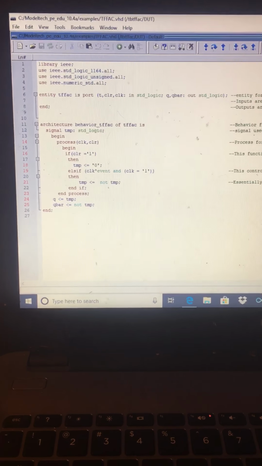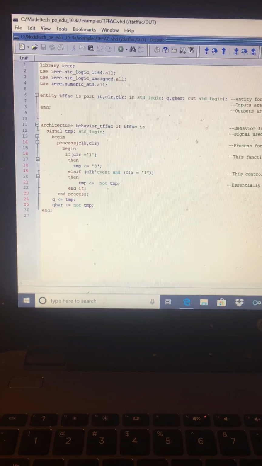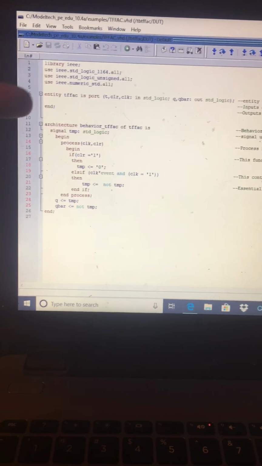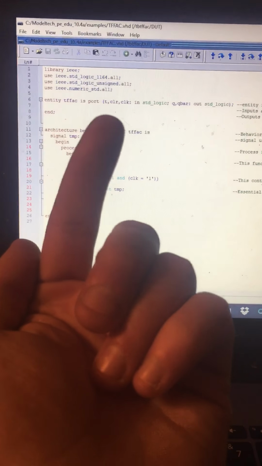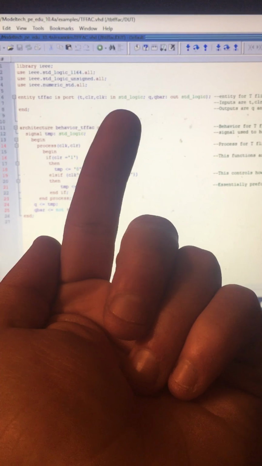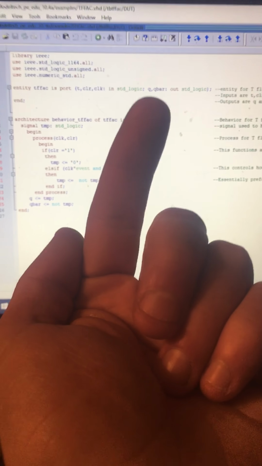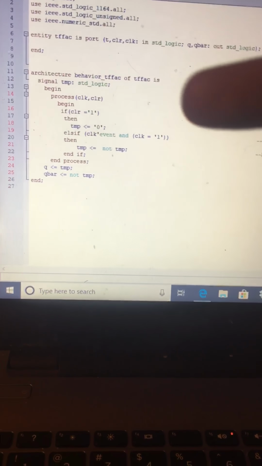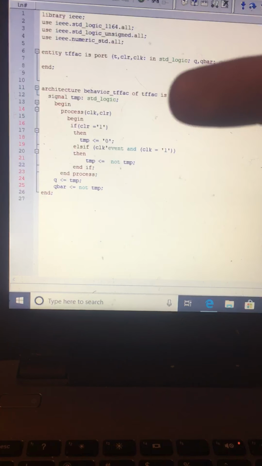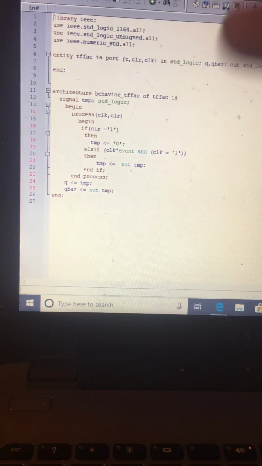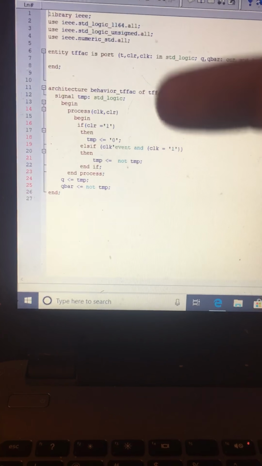Right here, you're looking at the VHDL for a T flip-flop with an asynchronous clear. I've set it up with an entity with inputs of T, clear, and clock, and they're in standard logic. And then the outputs are Q and Q bar, also in standard logic. I've set up the architecture for the T flip-flop with a signal. Now this signal holds the value of Q.